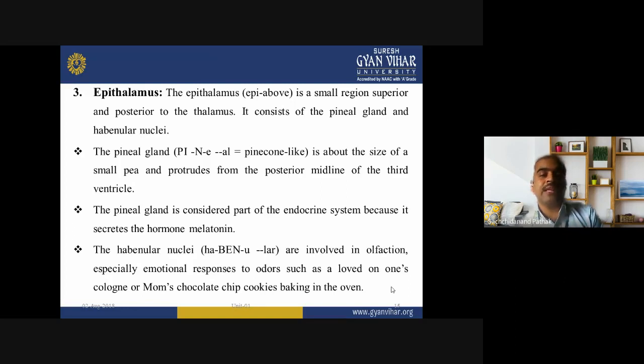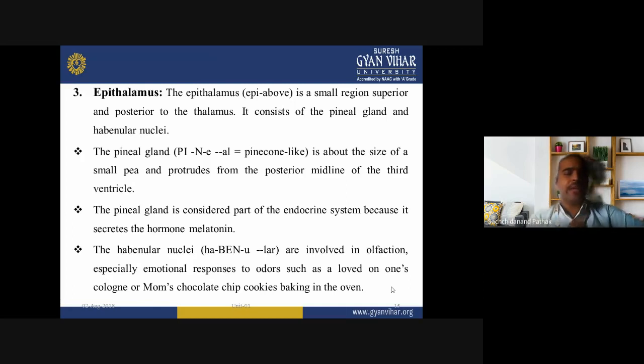The pineal gland is considered part of the endocrine system because it secretes the hormone melatonin. अब pineal gland कौन सा हार्मोन सिक्रीट करेगी? Pineal gland is considered part of the endocrine system. It secretes the hormone melatonin.